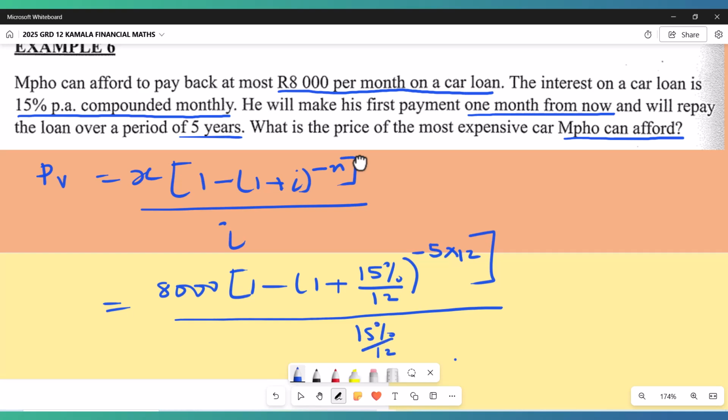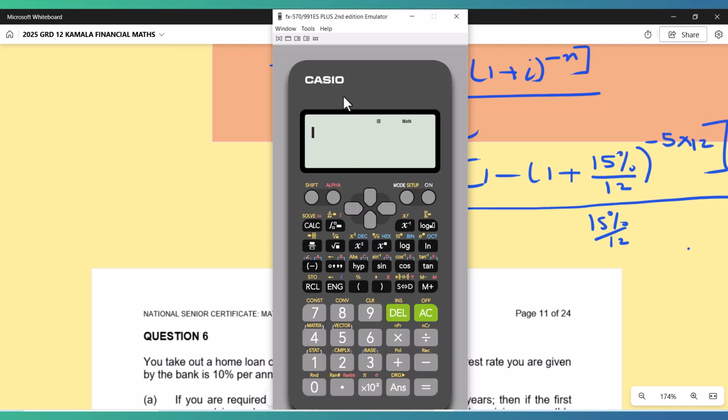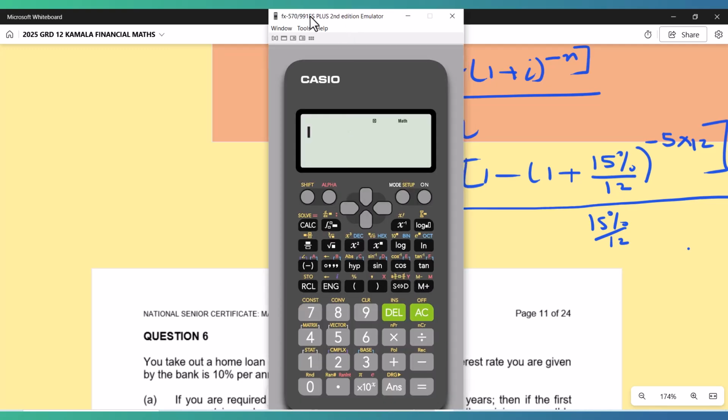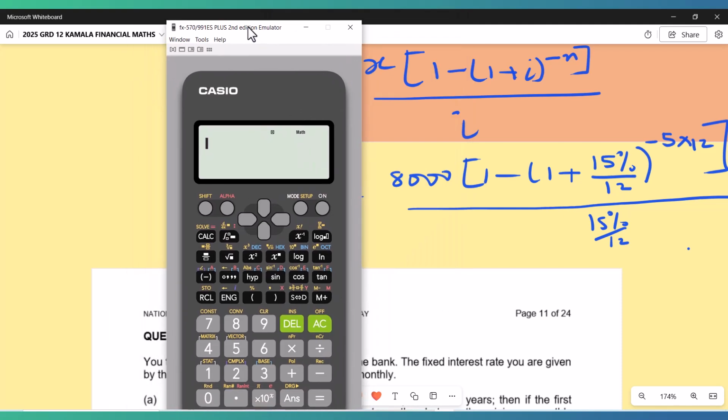Now, as you see it here, please don't waste your time. Get your calculator like me and put it straight. Let us do it together. And you see here, if I get my calc here, and I put in my sum as you see it here. What do we have here?